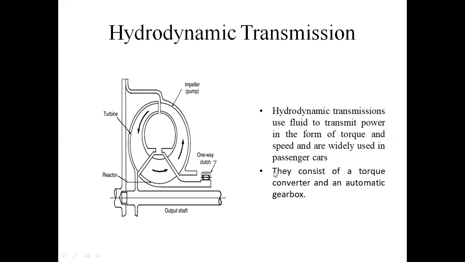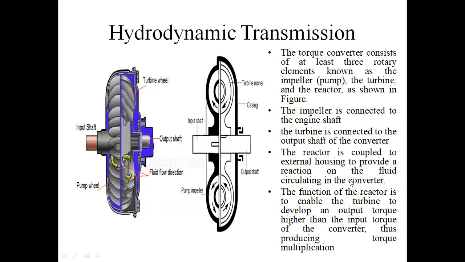Vehicles means cars. They consist of a torque converter and an automatic gearbox. The main parts are the torque converter and automatic gearbox. This is the practical diagram of a hydrodynamic transmission. This is the input shaft, connected to the input side. The output shaft is connected to the wheel, the output side.